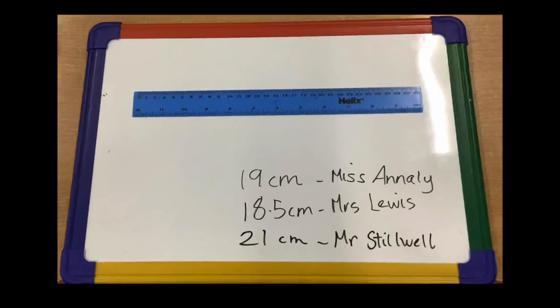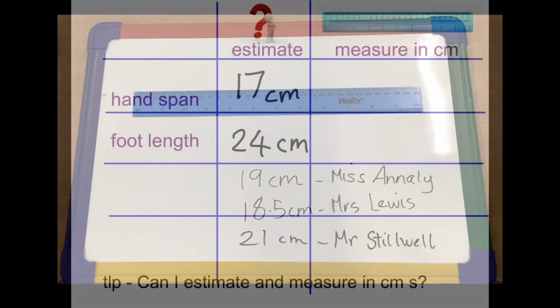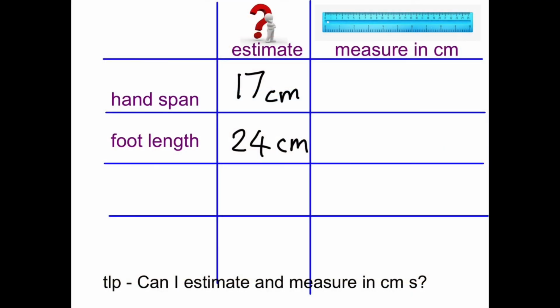So what I want you to do now is to measure your own hand span, and it doesn't have to just be yours. You could measure anyone else in your family. It could be brothers or sisters, mums, dads, and make sure you write them down, and then maybe we could find out who has the widest hand span in the class and who has the narrowest hand span. And it's not always to do with height. It sort of was with the teachers, but it doesn't always work out that way. The TLP is, can I estimate a measure in centimetres?